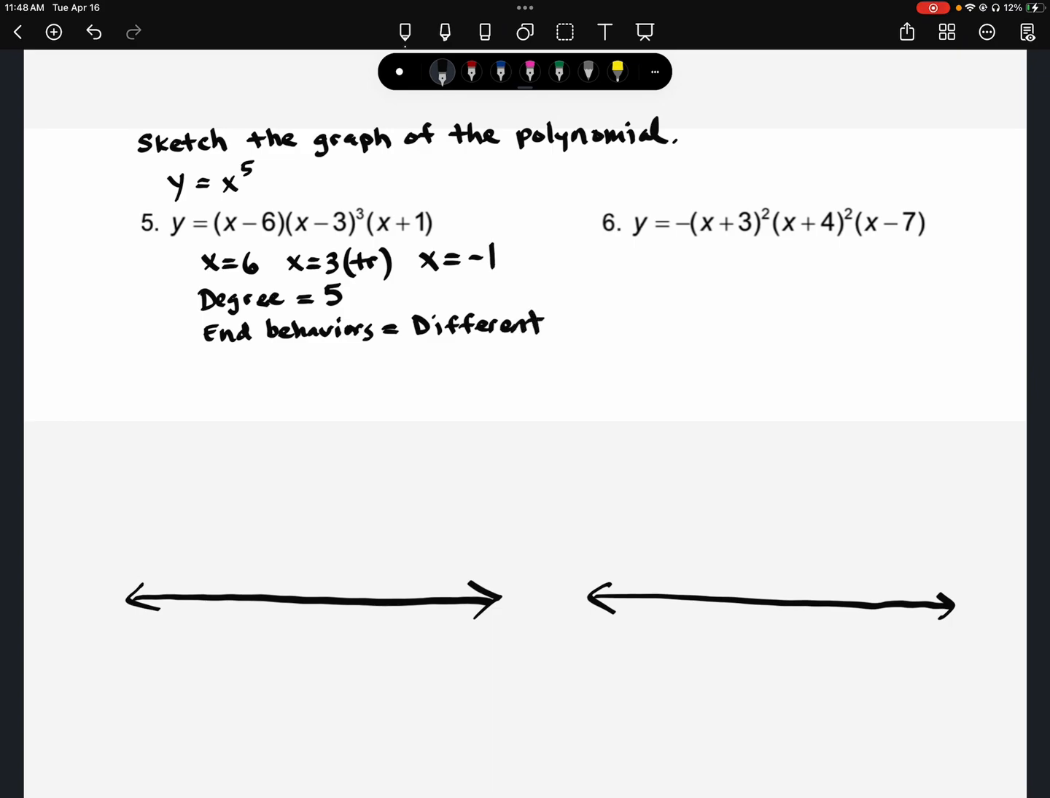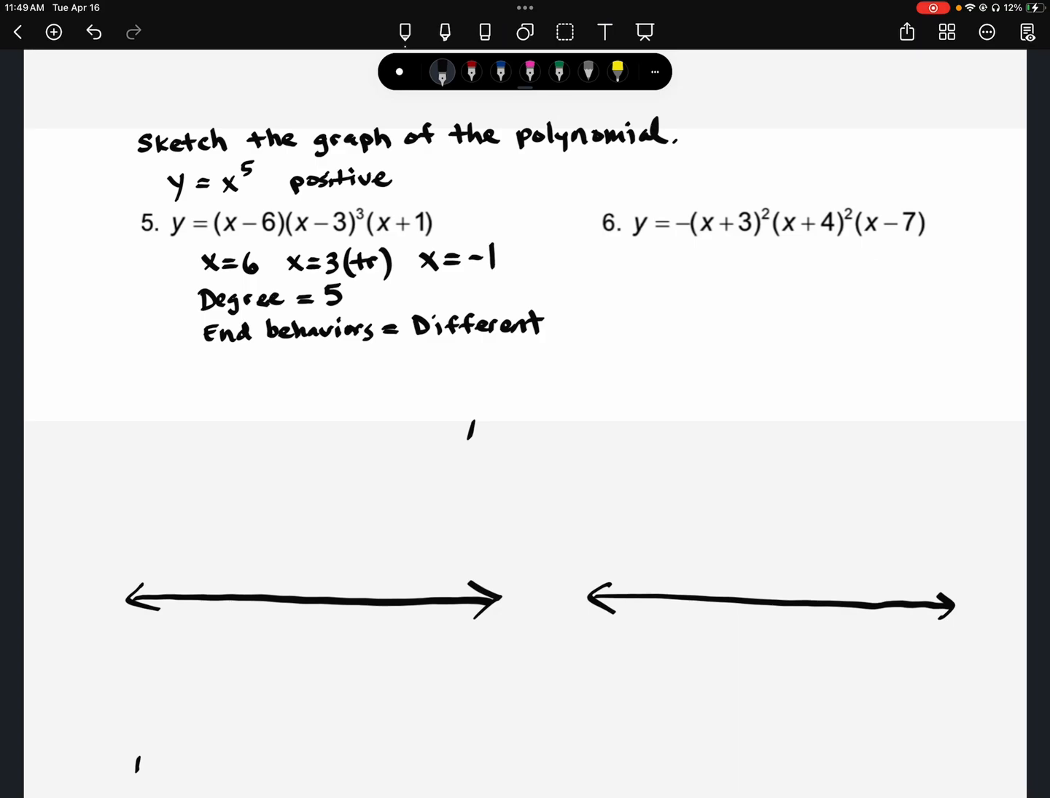Okay, so here's what we got to look at: since this is a positive x to the fifth, our orientation is positive. So when it's a positive orientation, that means we're going up to the right. We should end up to the right, which means we're going to have to start down from the bottom left.